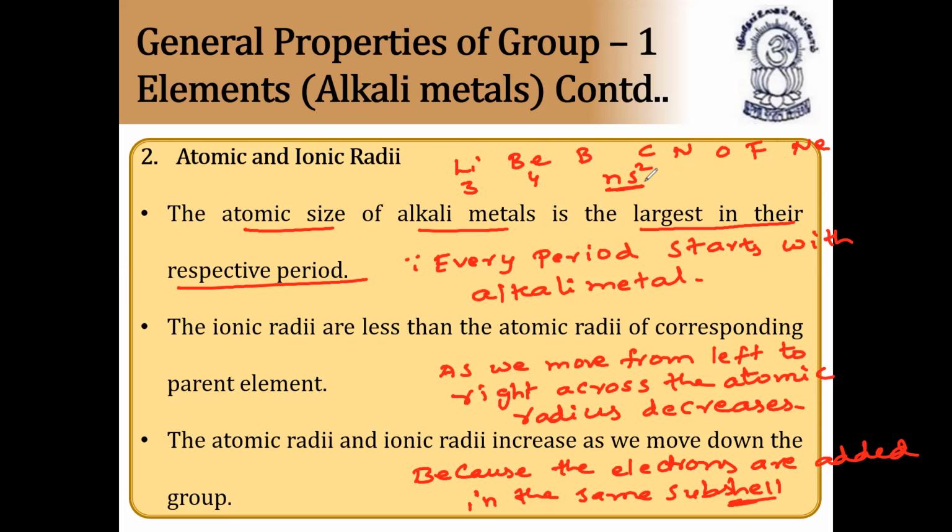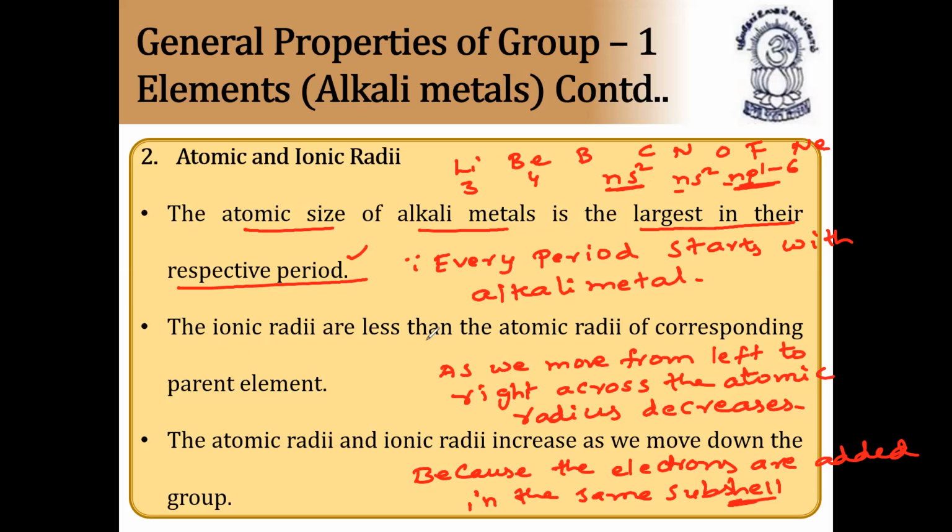The electrons are adding in the same subshell, that is ns2, np1 to np6. Same subshell means the N value is the same, so the outer electrons automatically come closer to the nucleus, due to which the atomic size decreases. That's why, since every period starts with an alkali metal, the alkali metal is the largest in its respective period. The atomic size of alkali metals is always the largest in their respective period. I hope you understood this point.